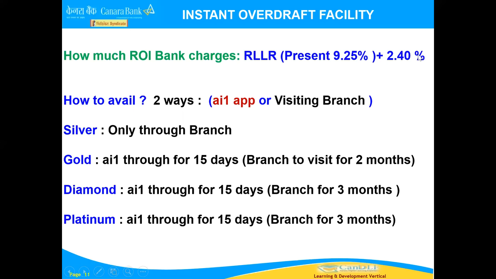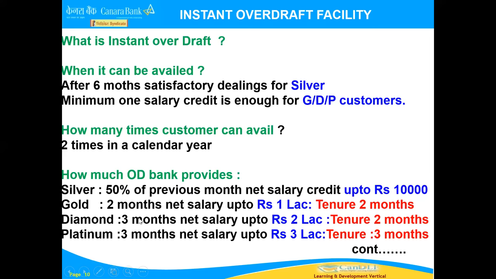Two ways: one is the A1 app, another is visiting the branch. Silver service is only through the branch. Silver customers cannot use the A1 app. All the remaining customers can use it, but the A1 app only gives 15 days. With a branch visit, they can get the period of 2 months, 3 months. If they want this period, then they have to visit the branch.